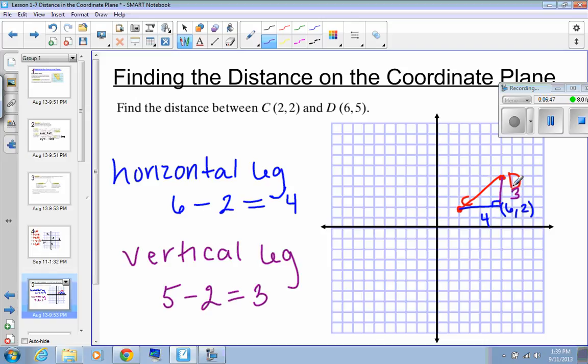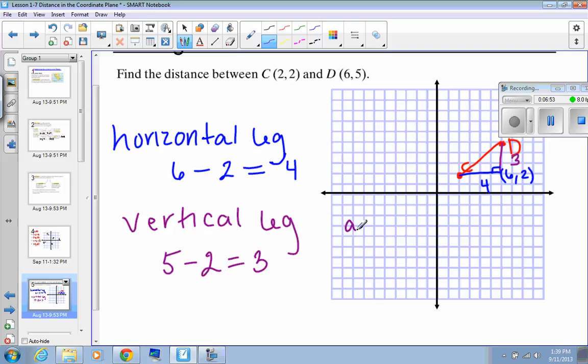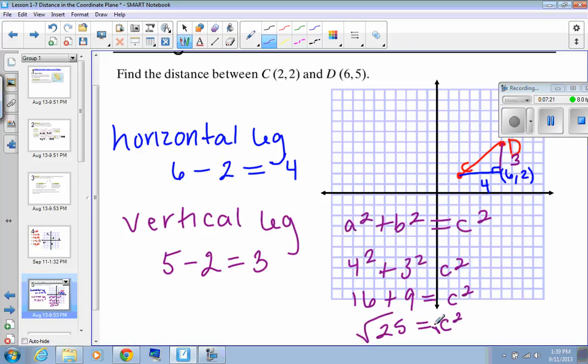So now we have enough information so we can use the Pythagorean theorem that we've been learning about. A squared plus b squared equals c squared. So I know what the length of my legs are, 4 squared plus 3 squared, and I'm looking for c squared, the hypotenuse, the side that's across from the right angle. So I get 16 plus 9 equals c squared. 16 plus 9 is 25. I have to take the square root. And I know that the length between C and D is 5.